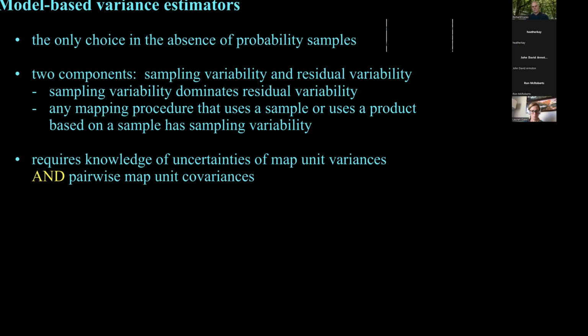And to get an accurate estimate of the uncertainty for an entire large area or subset of the map or for the entire map, I not only need to know the sampling variability for individual map units, but I need to know the sampling covariances for pairs of map units. Again, model-based variance estimate isn't easy, but usually what I see in the literature is that it's done simply using the residual variability, and it's a gross underestimation.